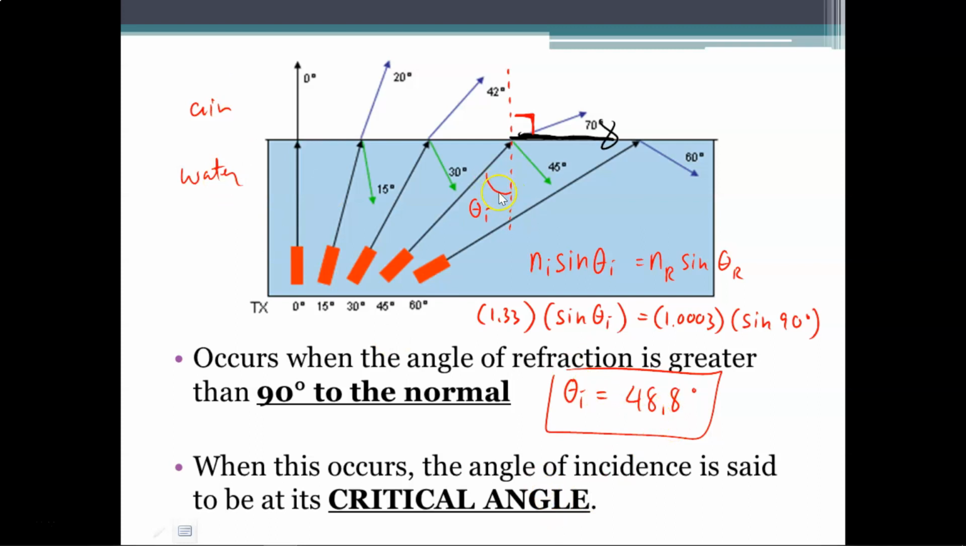Anything larger than that angle, and we start to see reflection rather than refraction. So I won't be able to see out into the sky. I will only be able to see the bottom that is being reflected back to me. Alright, and that is our lesson on refraction.